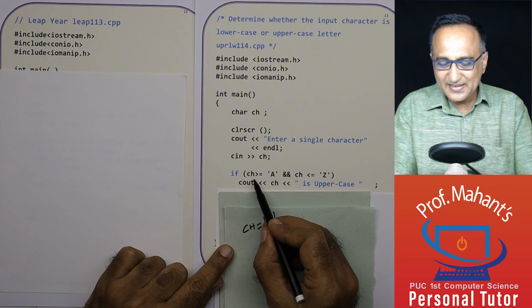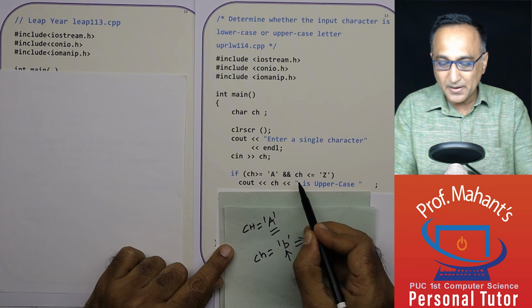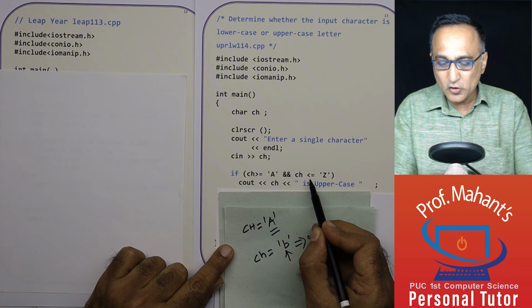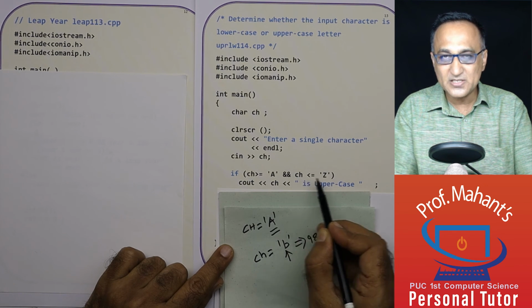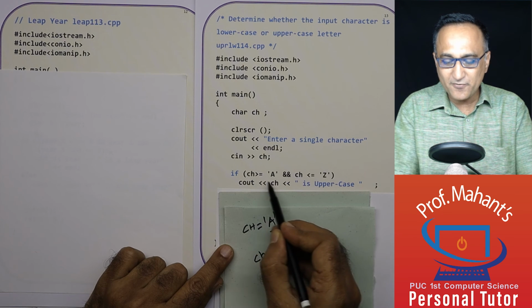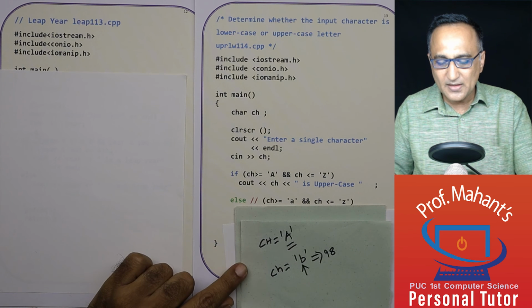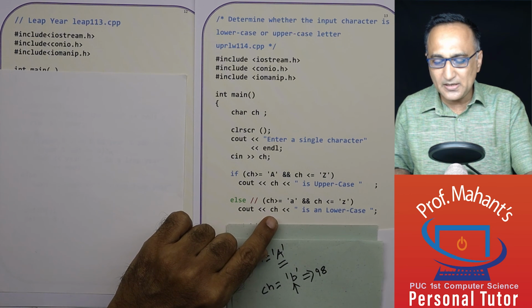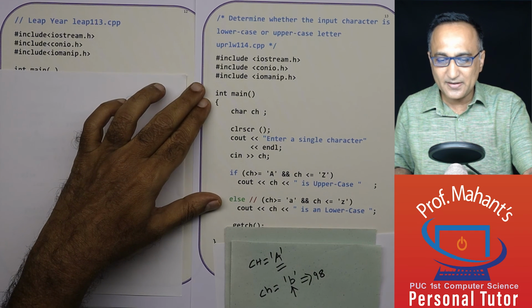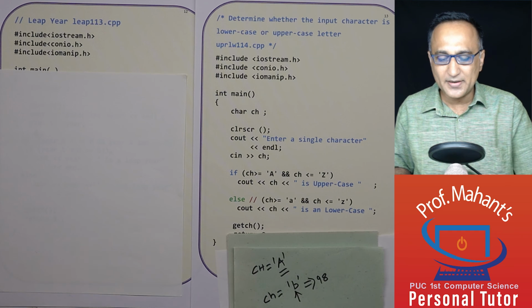Is 98 greater than or equal to 65? This is true, but 98 is not less than or equal to 90. So this AND condition, the second part, fails. So this if becomes false. Since this if becomes false, I am coming to the else. In the else, I am saying small b is a lowercase letter. So this way, I can check if a character is uppercase or lowercase.